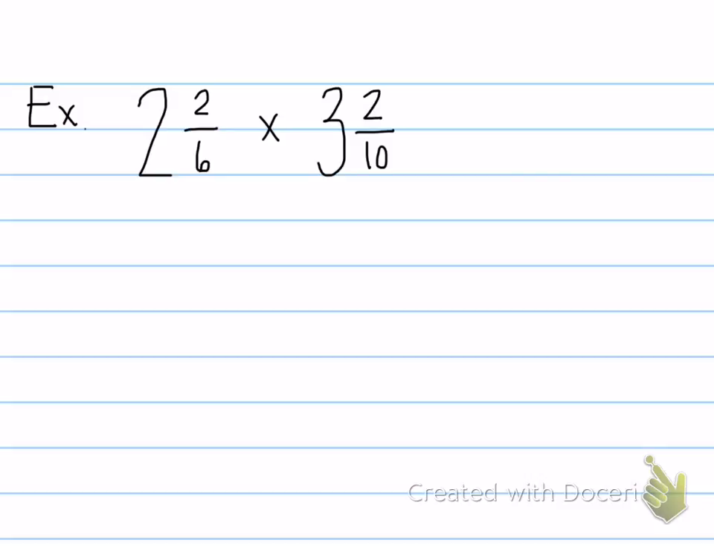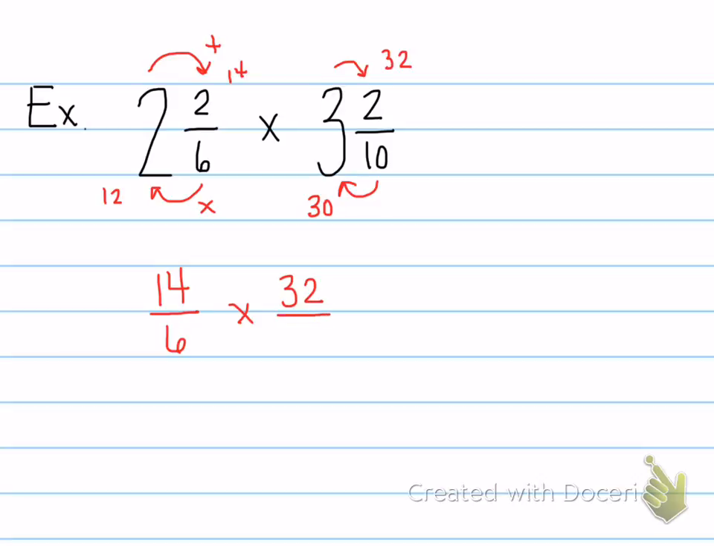To change to an improper fraction, you take 6 times 2, and then you're going to add the whole number. So 6 times 2 is 12. 12 plus 2 is 14. So my new fraction is going to be 14 over 6 times, do the same thing for the other fraction. 10 times 3 is 30, plus 2 is 32. And we have 32 over 10.